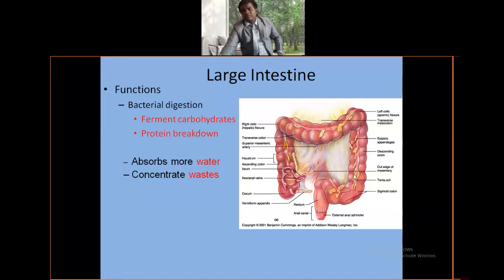So this large intestine is responsible for bacterial digestion, to absorb the remaining water, to concentrate the waste material, and to remove it. Here the rectum is there. This rectum is for the temporary storage of fecal material before the expelling of fecal material. And see here, the anal part, the anus.